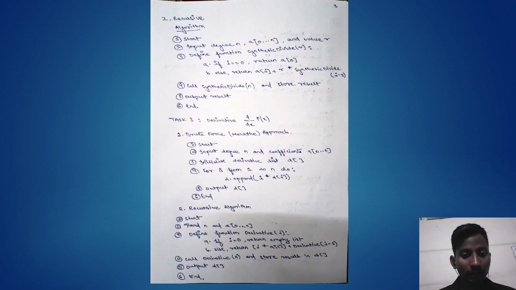We consider another approach, a recursive algorithm. Start, input degree and another array and the R value. Define the function synthetic divide by R and a of i and a. If i is equal to 0, then return a of 0. Else return a of i plus R into, again going to the same function, call this function and store the result, output the result and end the algorithm.